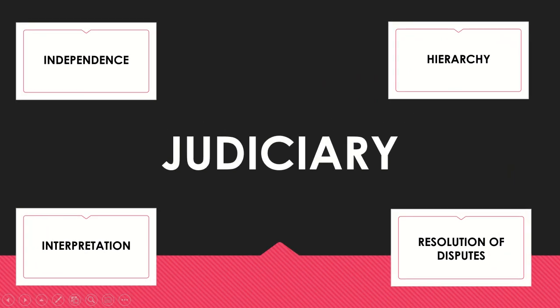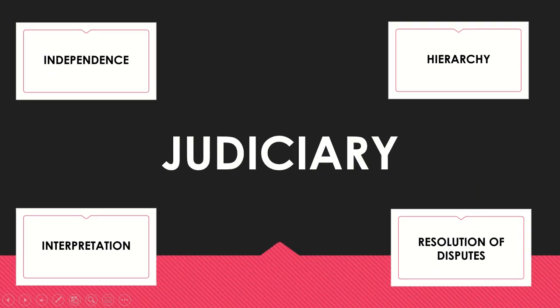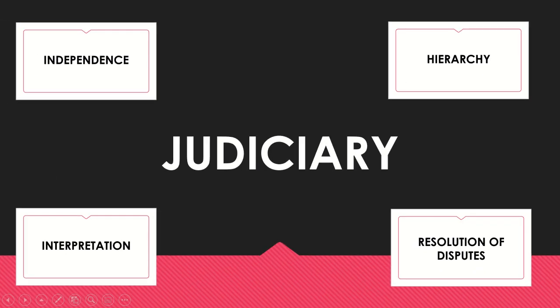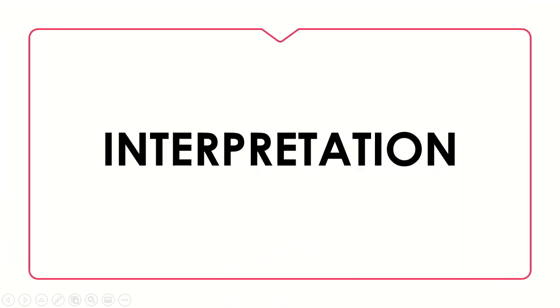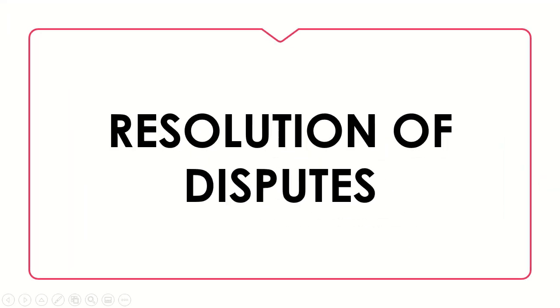Thereafter, we have a look at the judiciary of India. There are some points that we need to know about the judiciary, the independence of the judiciary and why it is so important, understanding the hierarchy in the judiciary and the hierarchical structure. We need to understand why there is a need for interpretation and what the role of the judiciary is in interpretation. Okay, the interpretation of statutes. And then we'll also discuss the judiciary as being a body that resolves disputes.